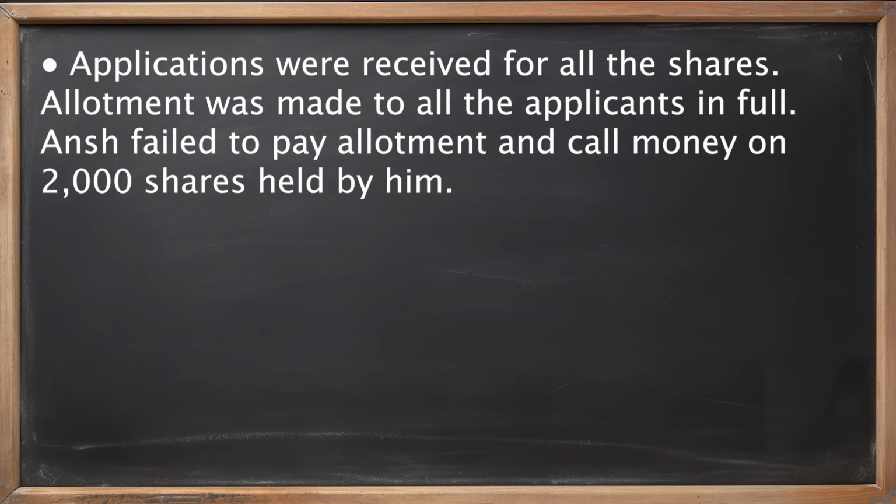Applications were received for all the shares. Allotment was made to all the applicants in full. Ansh failed to pay allotment and call money on 2000 shares held by him. Let us solve this question.